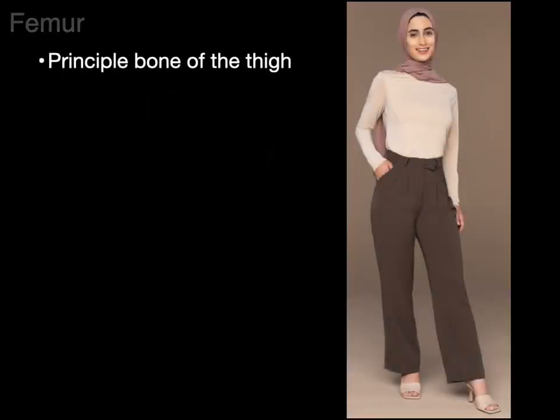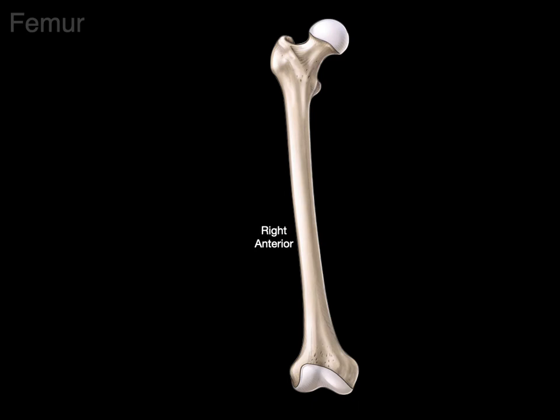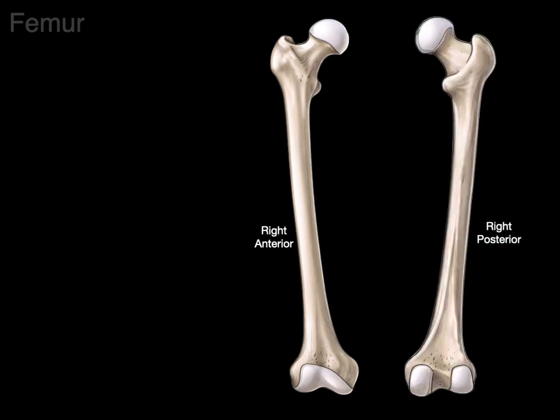So to begin, the femur is the principal bone of the thigh. In Latin, femur means thigh, hence the name. And some of the parts we're going to learn about, we're going to show on this anterior view and posterior view of the femur on the right side.